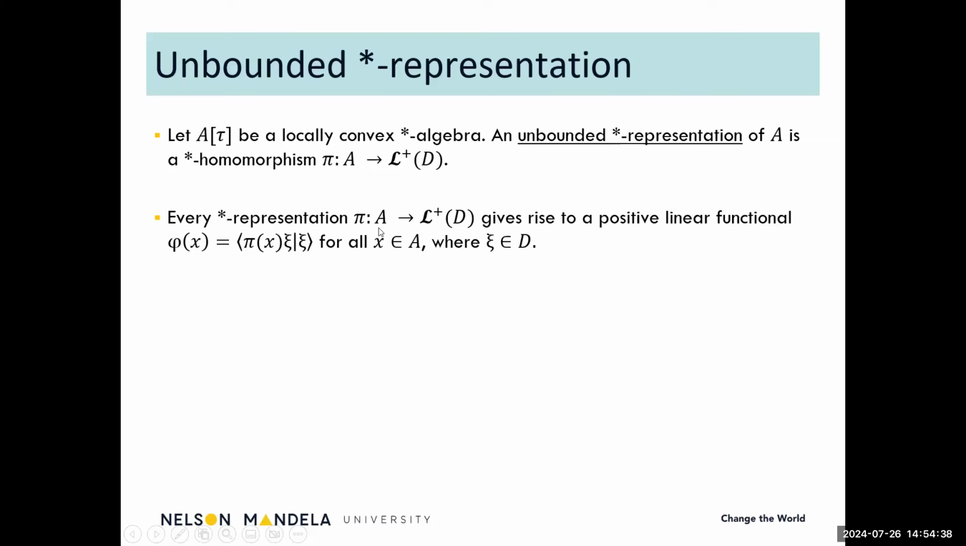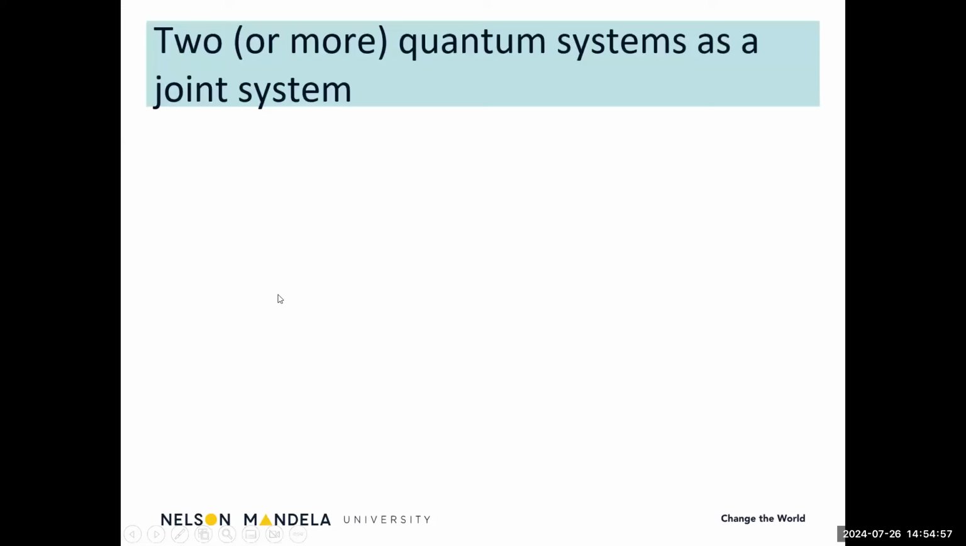Every star representation going from A to L dagger D gives rise to a positive linear functional for all x in A, where C is in D. So this is like the GNS construction in the C-star algebra. One can do the same there.